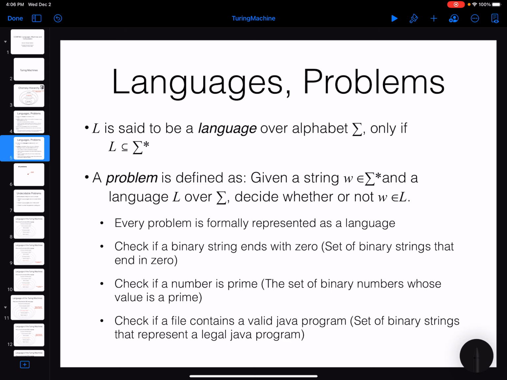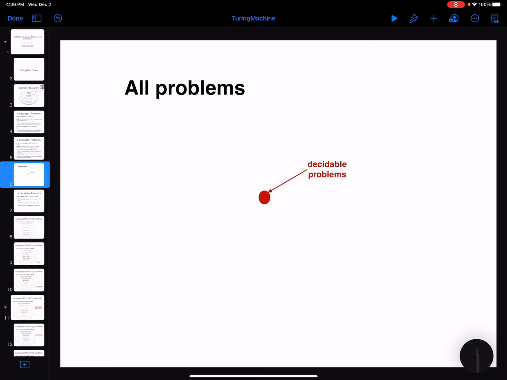So, as I said, every program is going to be represented as a language, and basically every language is representing a problem. And it is actually going to be interesting to show you that if we wanted to consider the set of all possible problems, if you randomly choose a problem, if you randomly choose a language, most likely this is going to be a problem which is not decidable. Basically, all those problems that we can solve are going to be a tiny subset of all possible problems that we can define.